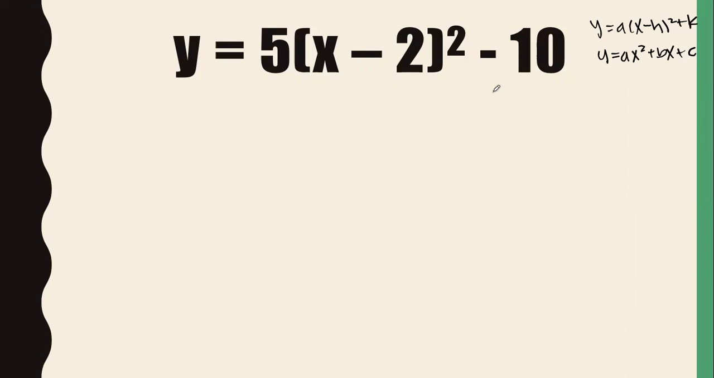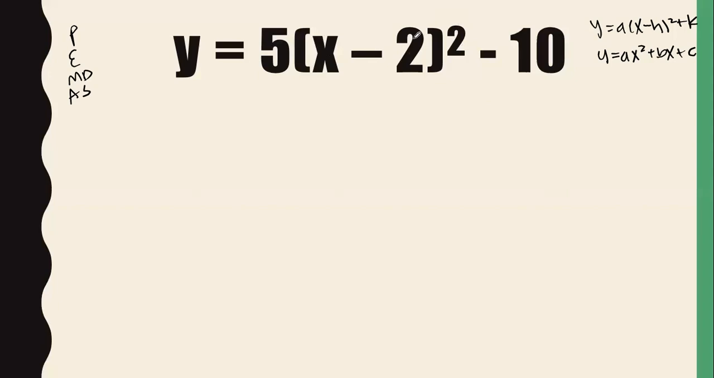Okay. So when I want to simplify this, this means I want to get rid of the squared. I want to get rid of the parentheses. 5 times x minus 2 squared minus 10. PEMDAS. Well, I can't do anything in the parentheses. X minus two doesn't do anything. So next is the exponent. X minus two squared.